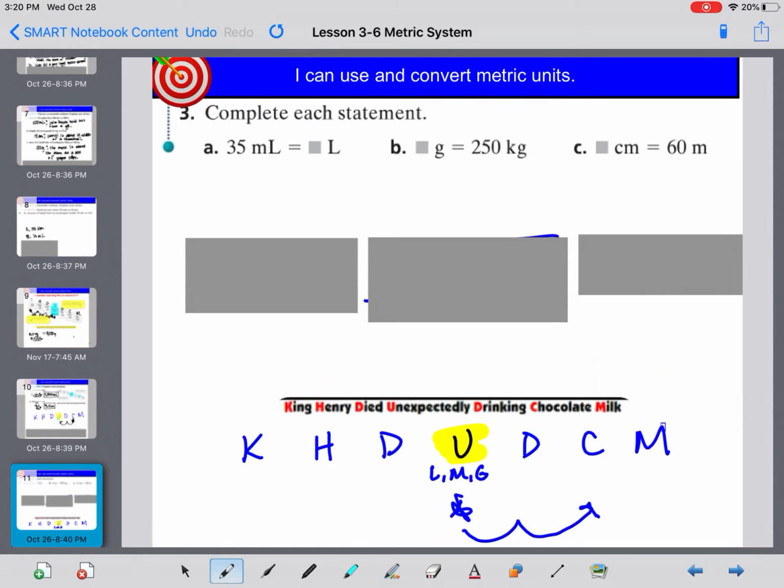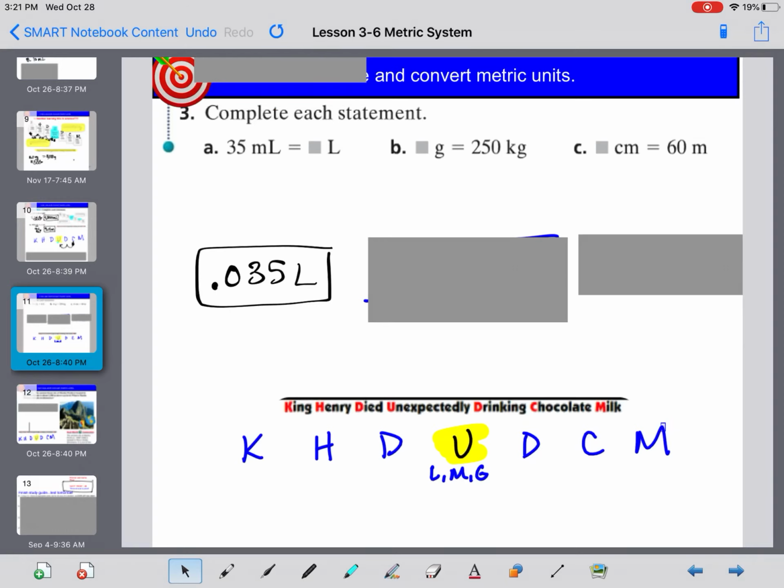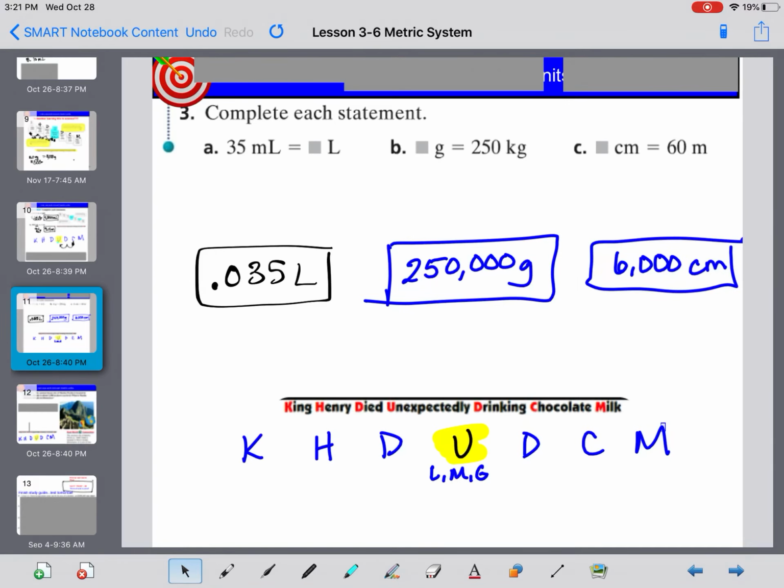And that's my answer. All right, it's time for you to do some independent practice. I have written up there, King Henry died unexpectedly drinking chocolate milk for you. So I would like you to pause the video and convert all of these 3 problems. Come on back to see how well you did on your own. All right, for this one, I got 35 thousandths liters. For B, I got 250,000 grams. And for C, I got 6,000 centimeters.